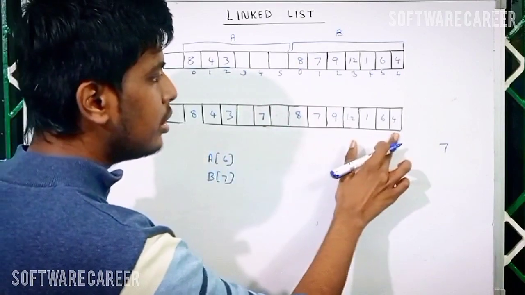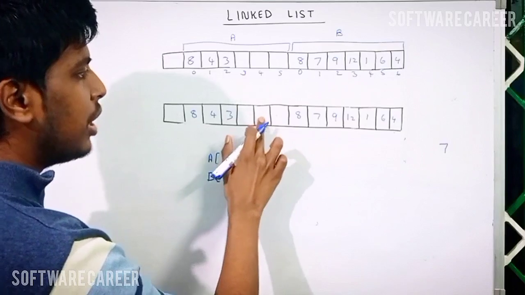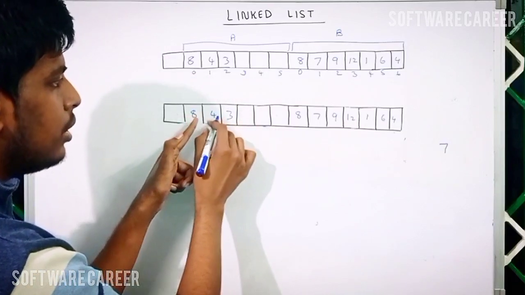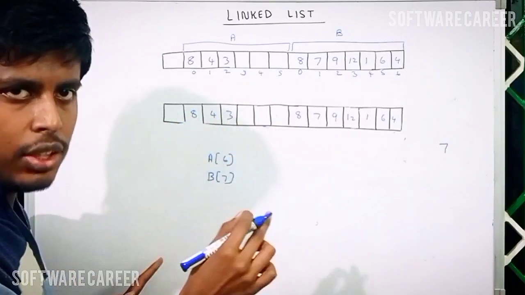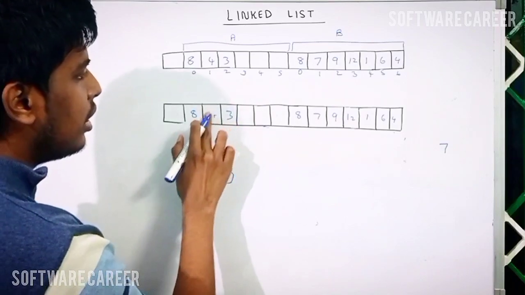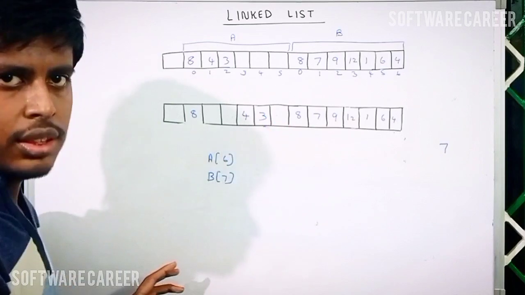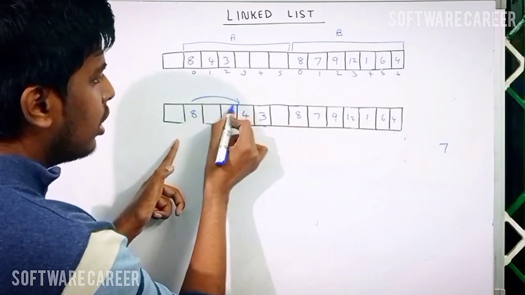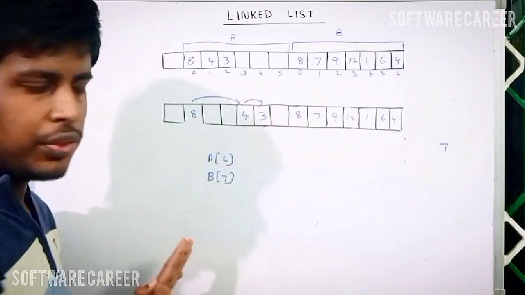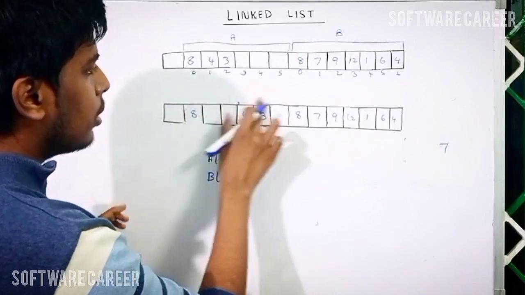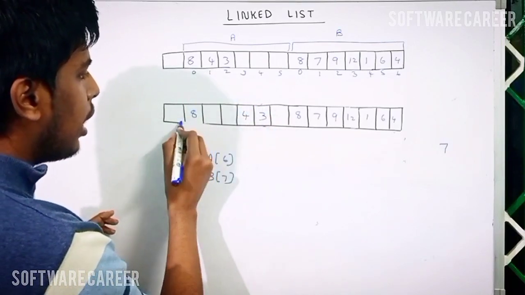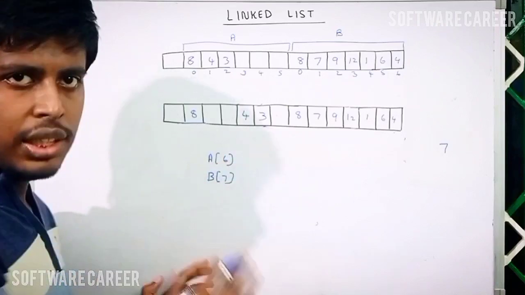In a linked list you can place elements randomly. In an array, 8, 4, 3 are placed properly in ascending or continuous manner. In a linked list you can store 8 here, then 4 here, 3 here, like this. But the pointer should be there like this. This is the difference. This is the thing to overcome the limitation in array. For this only we are using linked list.